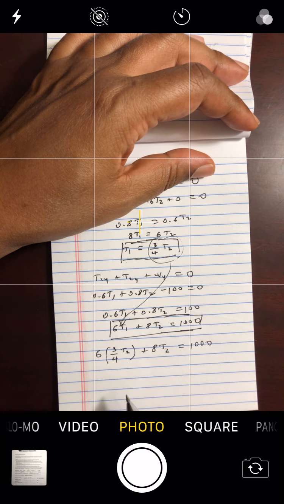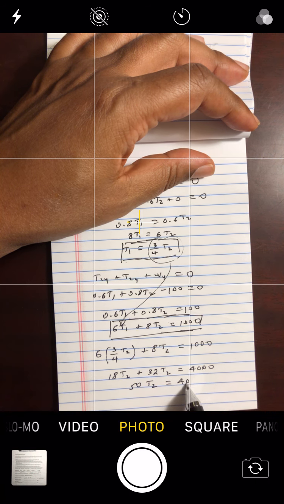Okay, so we multiply the whole equation by 4, so this gives me 18 T2, and then times 4, this is 32 T2, and that's 4000. Okay, 4000, and this is 50 T2, so we've got 50 T2 equals 4000. So T2 equals 4000 divided by 50, which is 80 newtons.